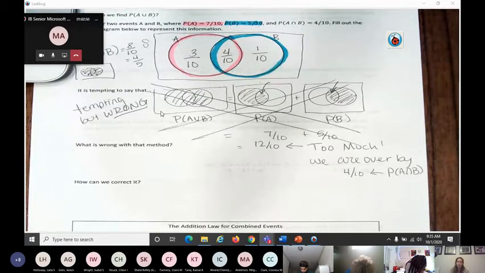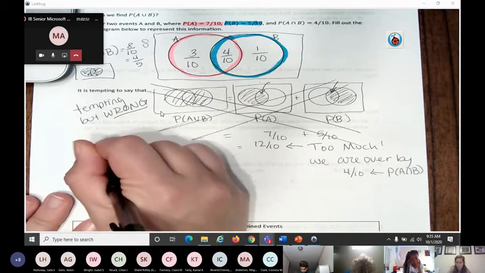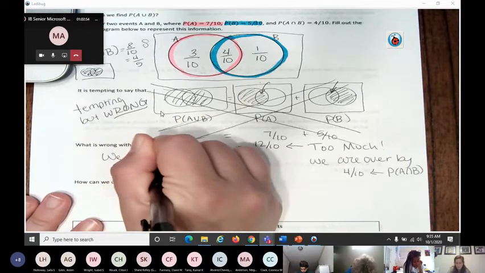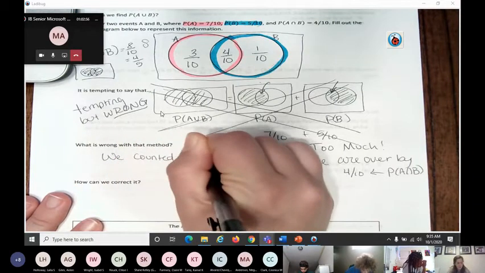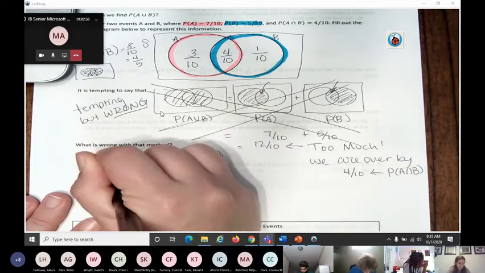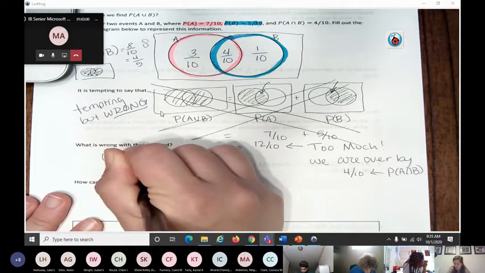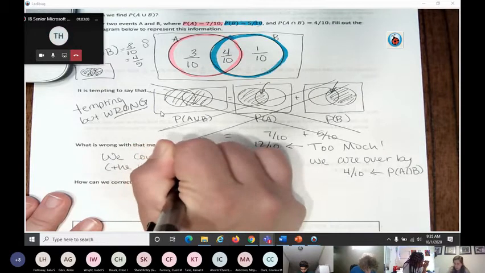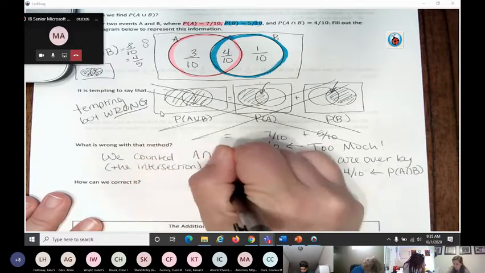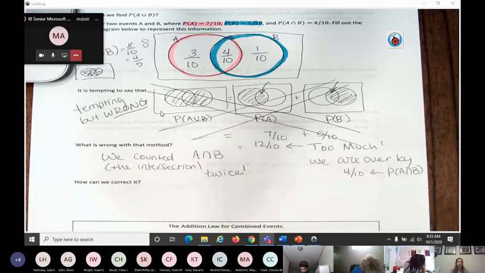Okay, so what's wrong with this method? Megan told us correctly. We counted A intersect B, which was the intersection, twice. So how do we correct it? Anybody have any ideas? You add each number individually, but only once.